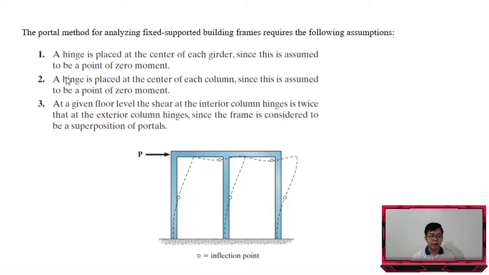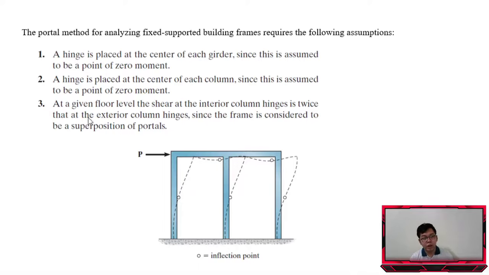Again, dito tatlo, but anyway, yung number 1 at number 2, medyo the same lang. So number 1, yung first assumption natin, to analyze the building frame using a portal method, pag fixed yung support natin sa building frame. Number 1, meron tayong internal hinge sa center of each girder. Ito. Yan. Internal hinge. Number 2, meron tayong internal hinge din sa center of each column. Dito, internal hinge.